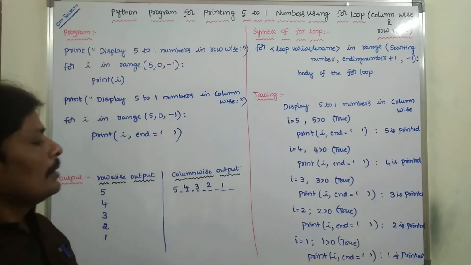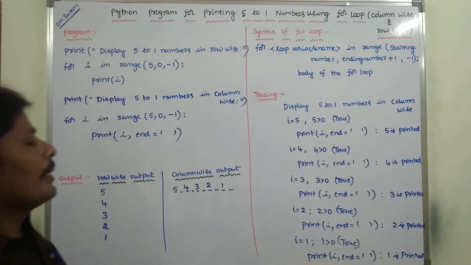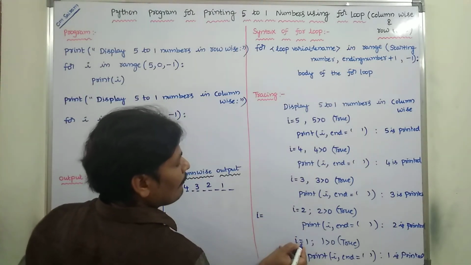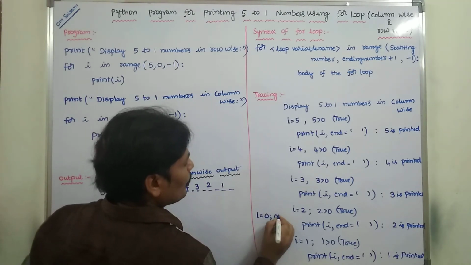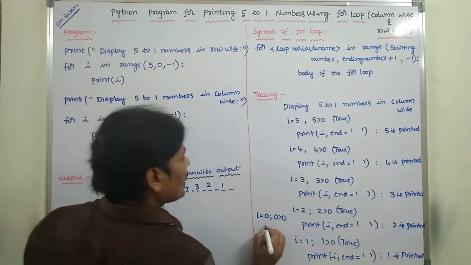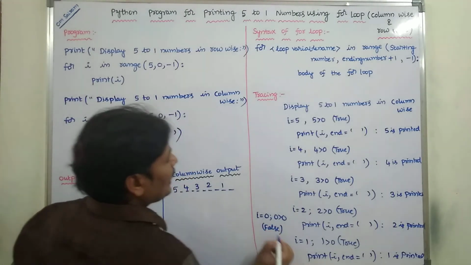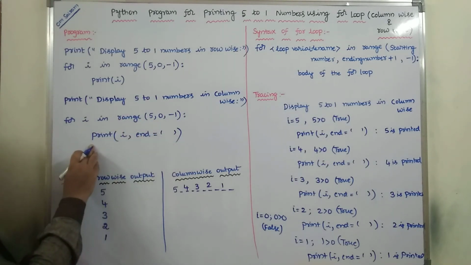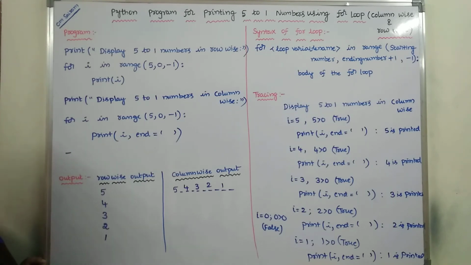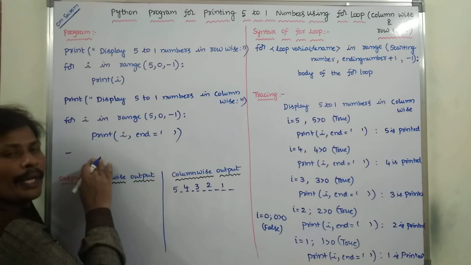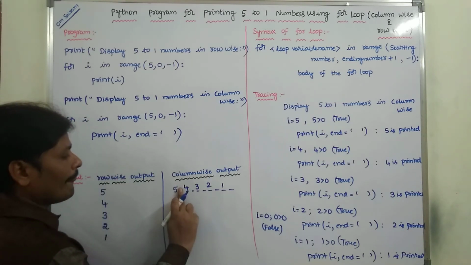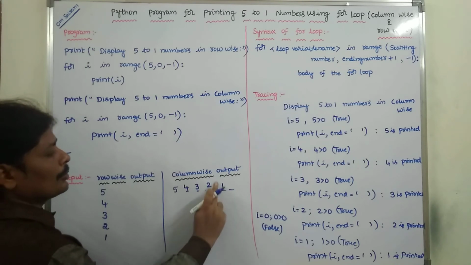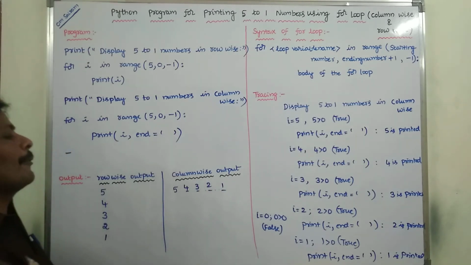Now again the control goes to the for loop. Now the i value becomes, previously 1, 1 minus 1, that is 0. 0 greater than 0? That is false. Whenever the condition is false, the control does not enter the for loop. The control goes to the next statement after the for loop. There is no statement after the for loop, so the program is terminated. So the output is 5, 4, 3, 2 and 1.